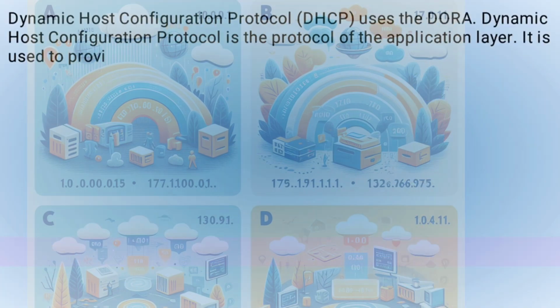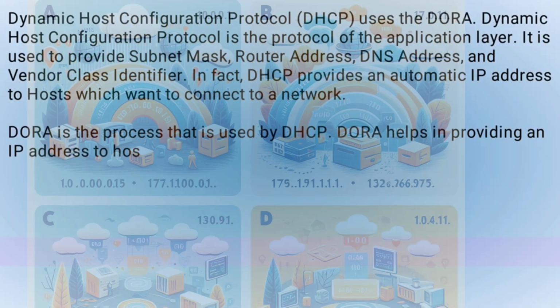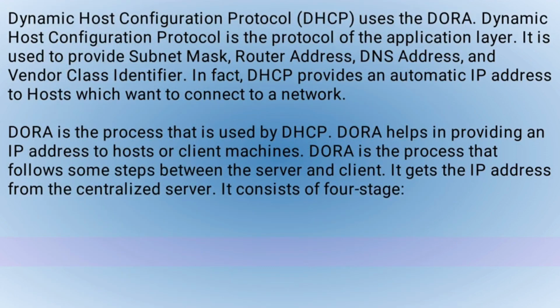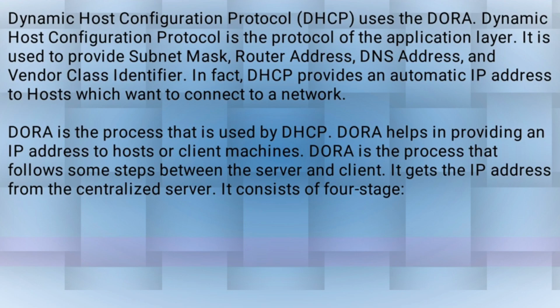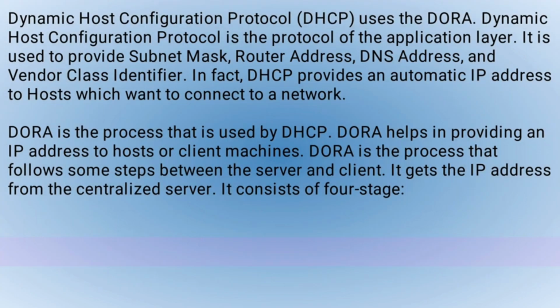Dynamic Host Configuration Protocol, DHCP, uses the DORA process. Dynamic Host Configuration Protocol is a protocol of the application layer. It is used to provide subnet mask, router address, DNS address, and vendor class identifier. In fact, DHCP provides an automatic IP address to hosts which want to connect to a network.